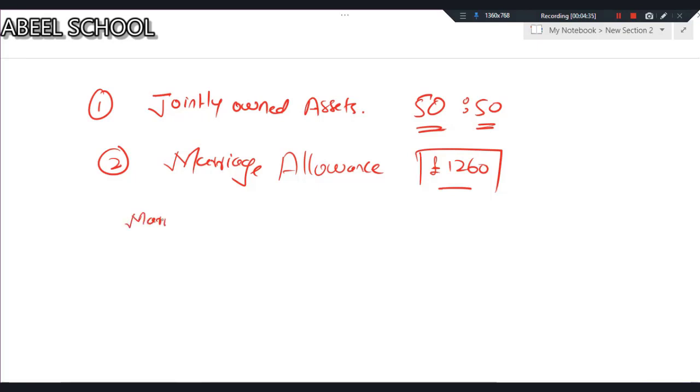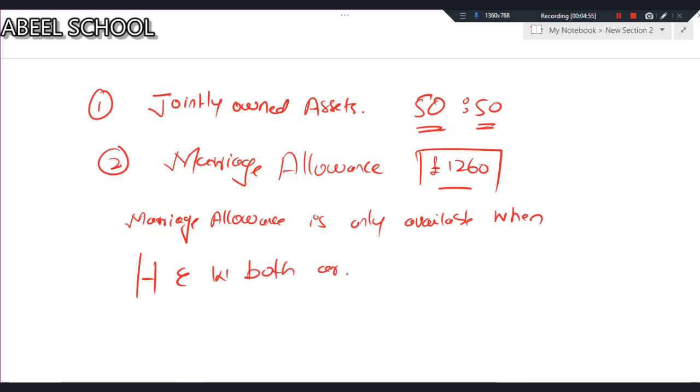Marriage allowance is only available when husband and wife both are basic rate taxpayers. Both, okay? Both are basic rate taxpayers.